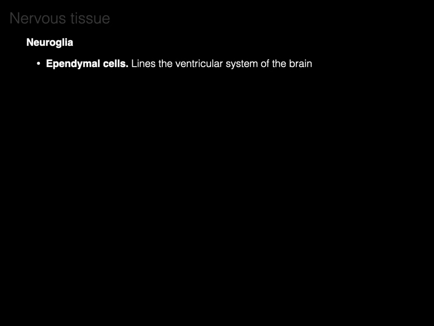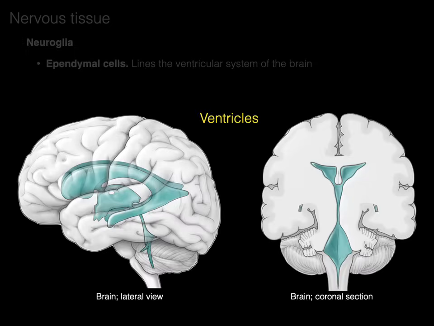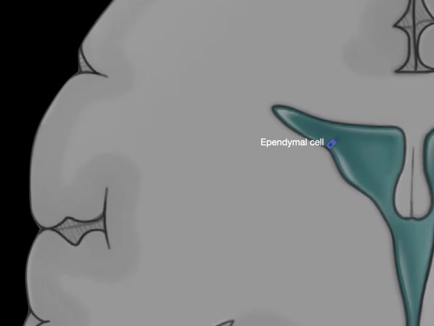Ependymal cells line the ventricular system of the brain. So here's a lateral and coronal view of the brain, and we zoom in on that, and there's one ependymal cell, and then you just see, and I just got lazy, you could just continue all the way down. It's lining, and it's got these cilia to move the CSF throughout the ventricles.